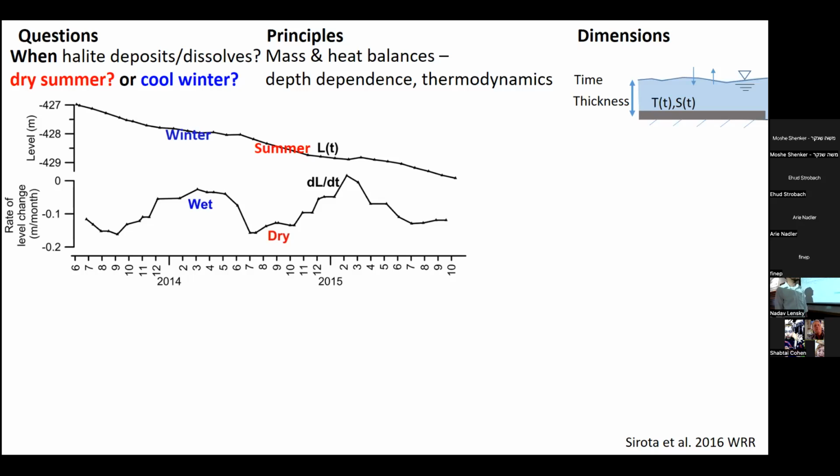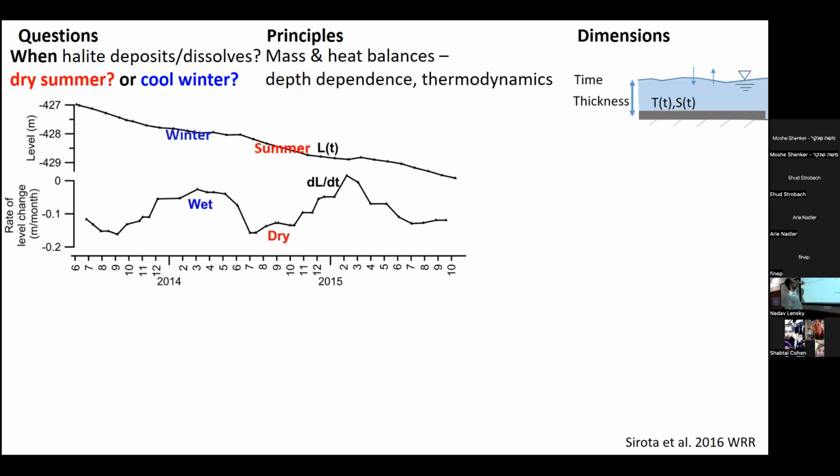Okay, so after evaporation, let's ask the next question. When are we depositing salt? I would say when the water balance is most negative, and this is during summer. So this is the lake level over time, 2.5 years. And during summer, you see that the slope is highest.